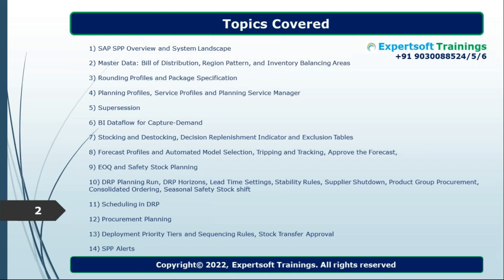Then comes the major planning area, the DRP, distribution requirement planning, where we'll learn different concepts like lead time, stability rules, supplier shutdown and all. There are some additional features like seasonal safety stock shift, VLCO and all. How to do the scheduling in DRP, how to plan the procurement planning. Then last comes deployment, the various rules that we need to set up, how to generate the STRs, and then additional functionality like alerts, which is the main one.